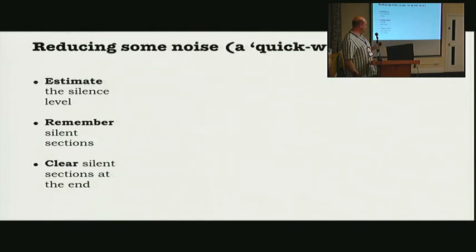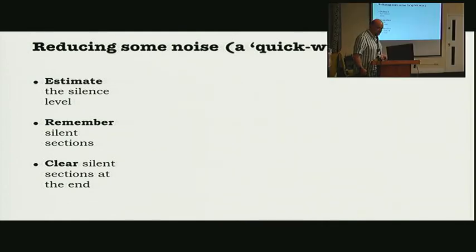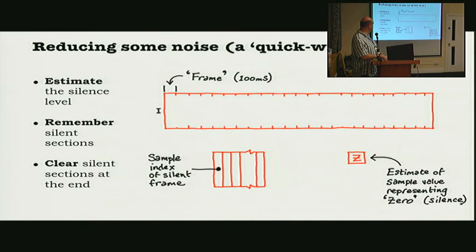So, reducing the noise. A simple first effort is detecting when I think there's silence. Luckily, there's enough signal left over from the noise that I can make some estimates of when I think the silence occurs. So I just remember where the silence is, and when the recording is over, I go back and reset those to an approximation.